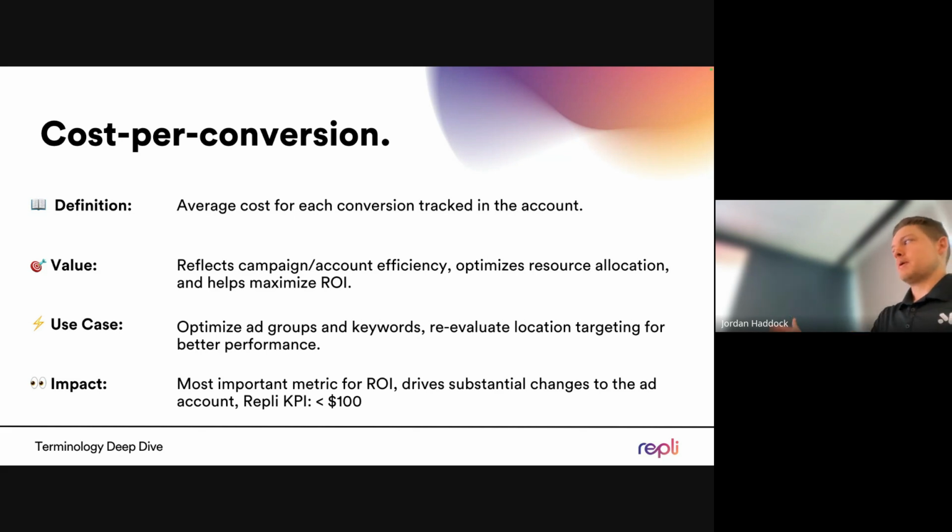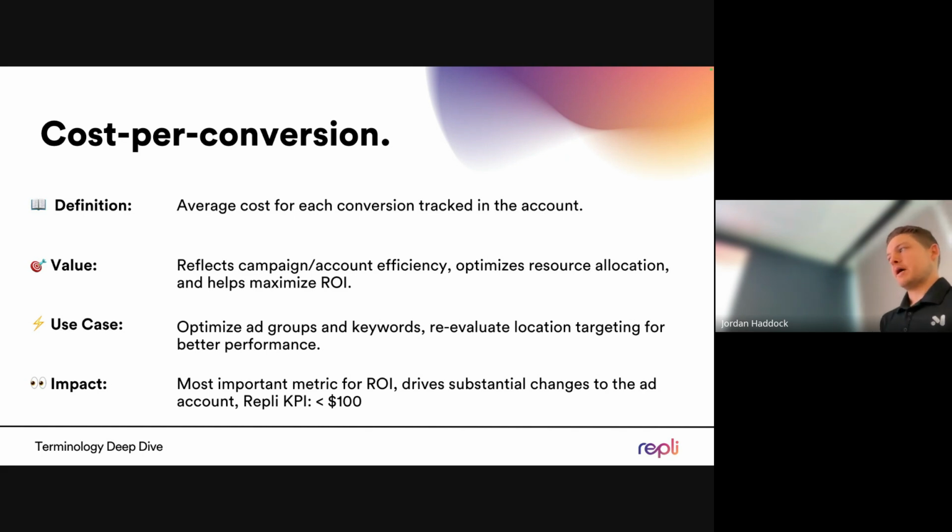And then it does maximize ROI as well. Ultimately, we want to make sure we're staying below our KPI of $100 to maximize the ROI in terms of what we're spending per conversion. It does very similar things for us in the paid media team that conversion rate does. Helps us optimize the ad groups and the keywords. We're able to look at a granular level of how each ad group is converting and at what cost, and keywords as well. Helps us reevaluate location targeting for better performance as well.